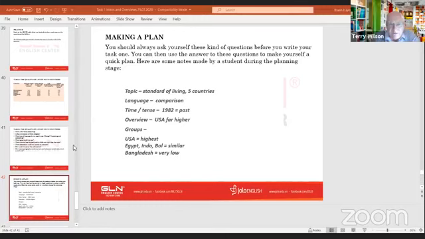So this is based on the year 1982, so it's going to be in the past. The language is comparison because it's a static diagram. There's no trends. So for the overview, the USA was far higher. Using the expression "far higher" is more complex than using the expression "the highest."